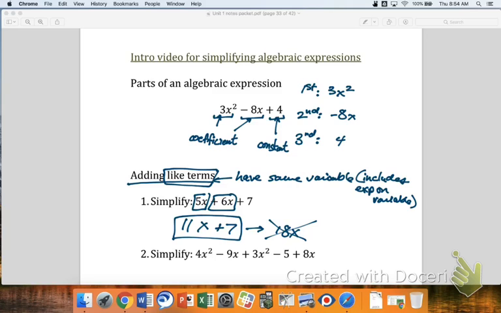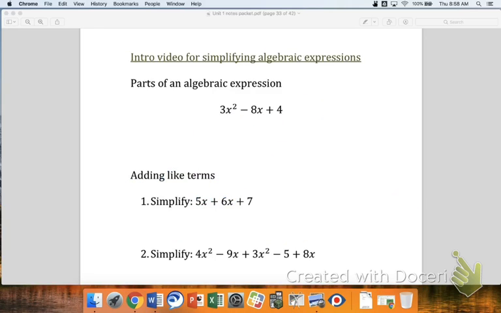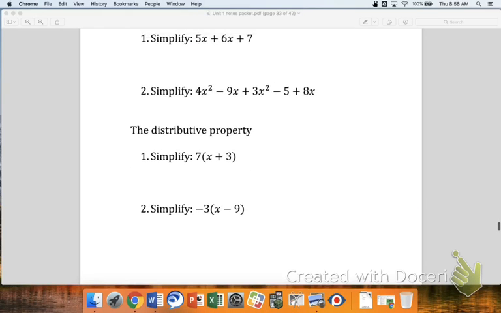Okay, let's take a look here at our last couple of examples, number 2, and then we'll talk about the distributive property.